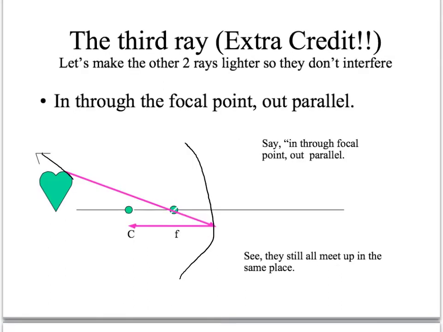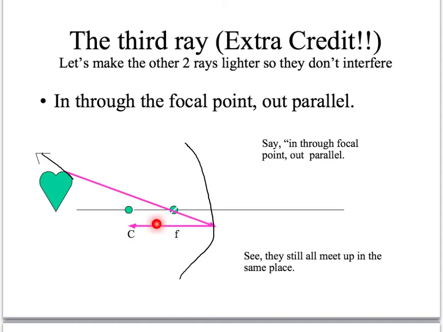Okay, so our extra credit rays. This one goes from the top of the object through the focal point and out parallel. So the other one went in parallel, out through the focal point. This one goes in through the focal point and out parallel. And it should still meet up in the same place that the other two did.